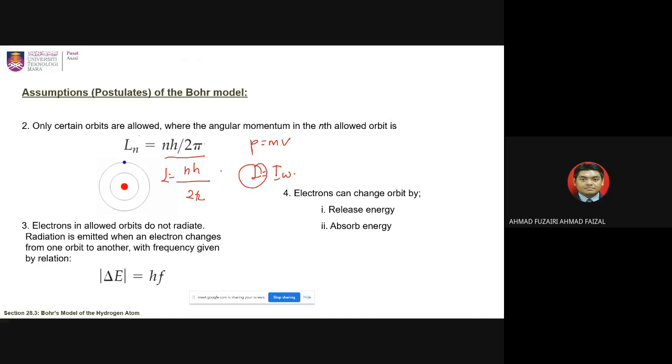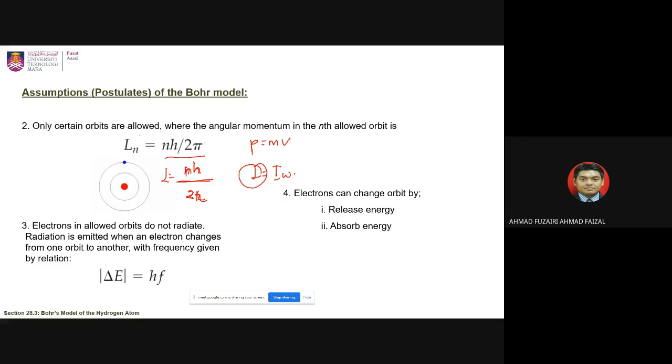After doing some modifications to the equations, we have n, meaning the orbit of number n, times the Planck constant h over 2 pi. That will be the angular momentum of the nth allowed orbit. So only certain orbits are allowed, not all orbits. That is considered to be the Bohr model.